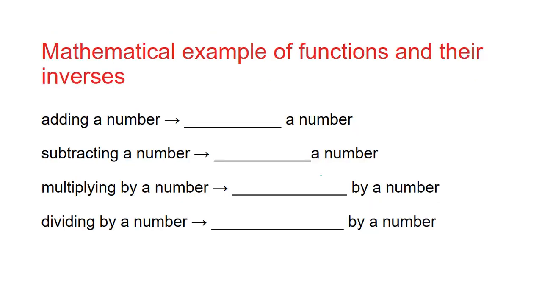But let's think about some mathematical examples. If I add a number, what would be a way to get back to the original number? Right, you can subtract the number, right? Like if I had the number 5 and I added 2 to get 7, well, I can start with 7, subtract 2 to get back to the original number 5. So if we subtract a number, the way to get back to the original number is to add that number back. We multiply by a number, we can divide by a number, assuming it's non-zero. If we divide by a number, we can multiply by a number.